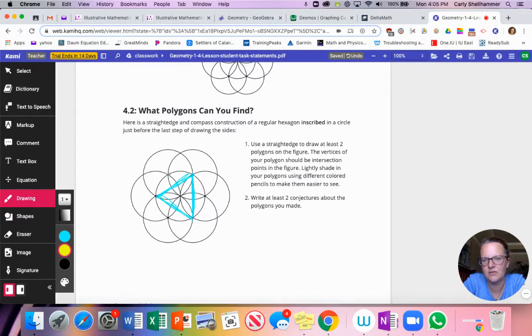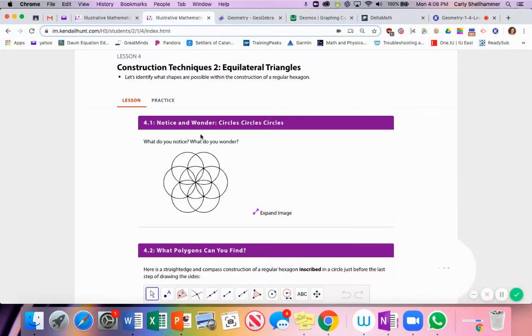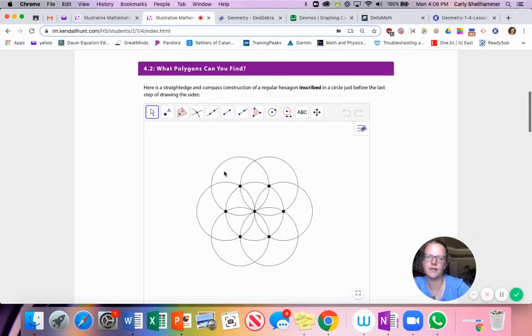I know if I draw this shape, that was a bad one. Okay, that would be a regular hexagon. Regular means that all the sides are the same length. Hexagon means it's a 6-sided figure. Okay, so I didn't use a straight edge. I can come over to the students thing, and there we go.